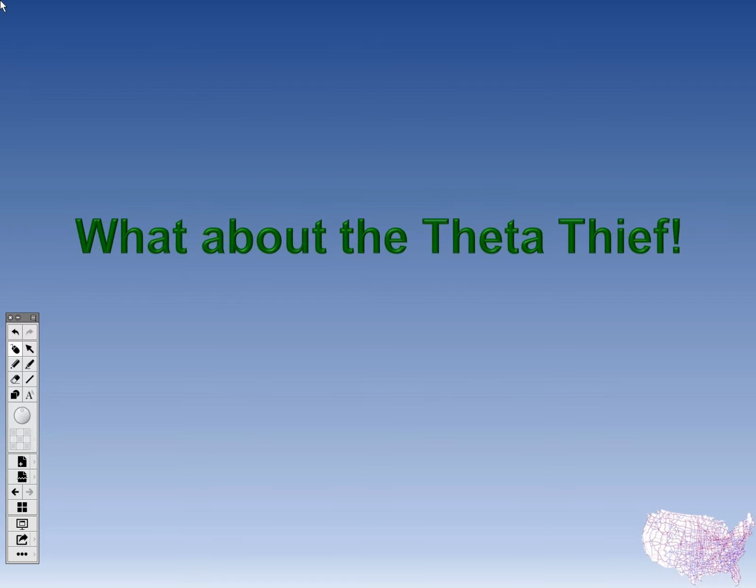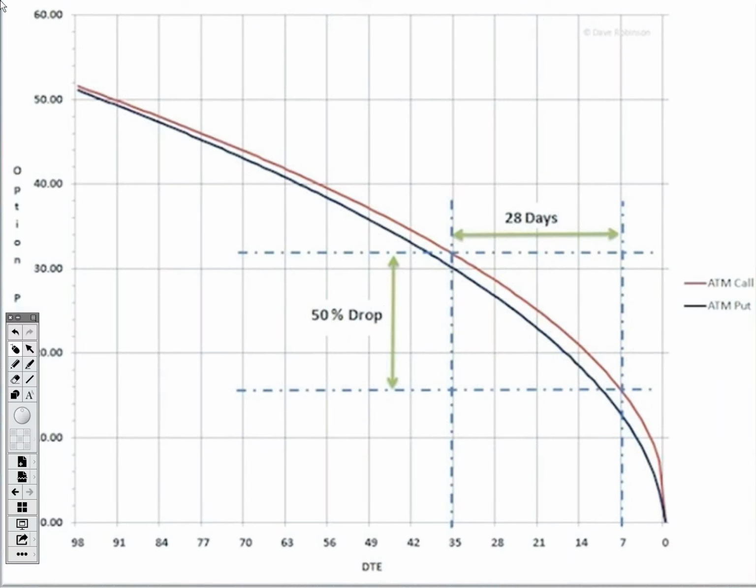All right, what about the thief in the night that comes and steals our premium? Well, that thief, this is what I was talking about. This is that 35 days to expiration where we really see that theta decay. But remember, here's our key. We're selling a call here and we're buying a put. Well, the put's going to get hurt as theta comes out. Well, the call is going to be offsetting that. All right, so you can see that they pretty much run together pretty closely.